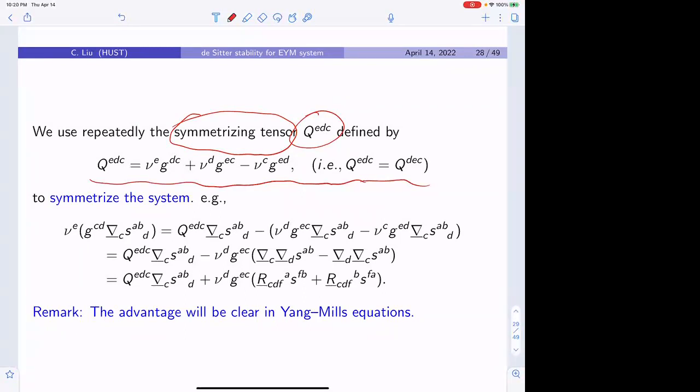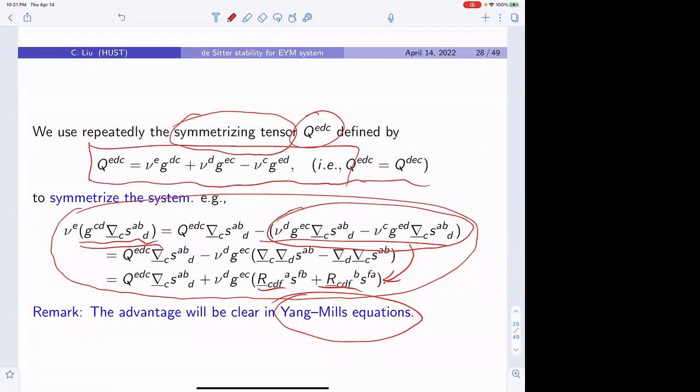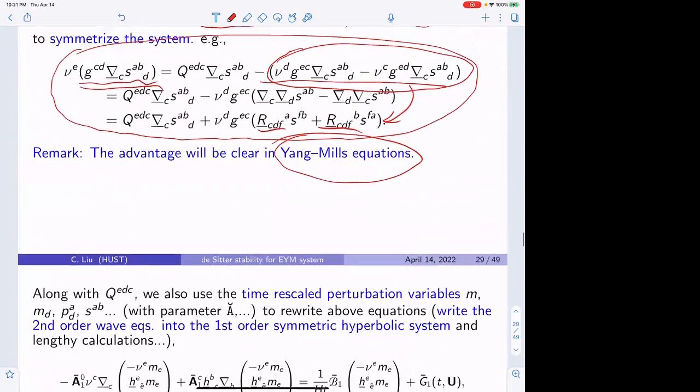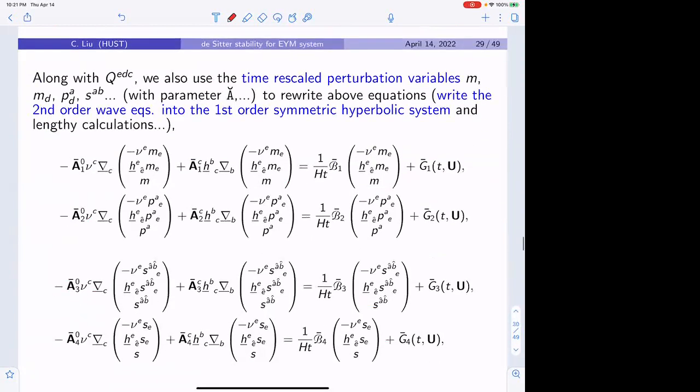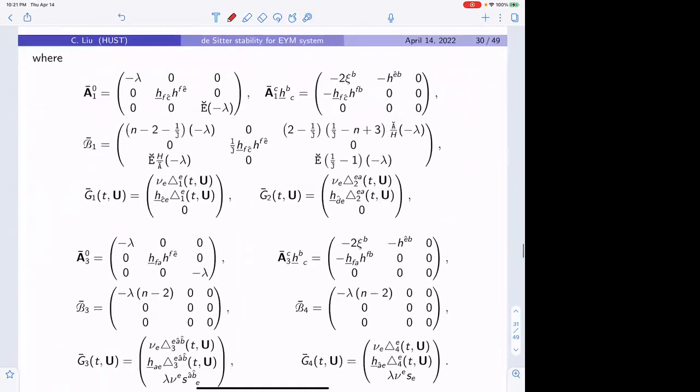Why do we want to introduce this kind of tensor? Because it's very important in the Yang-Mills equation. I will explain later, but for the Einstein equation part, it's very useful too, because if you use it, then this kind of term in our equation before will have 2 extra terms like this one. And these 2 terms can be replaced by the background Ricci tensor. This is the benefit of the symmetrizing tensor here. But for the Yang-Mills equation, it's very useful later. So after we use this symmetrizing tensor, the Einstein equation can be symmetrized to this formulation. You can see this one is the 1 over t term in our Fuchsian formulation, and all the coefficients are something like this one.